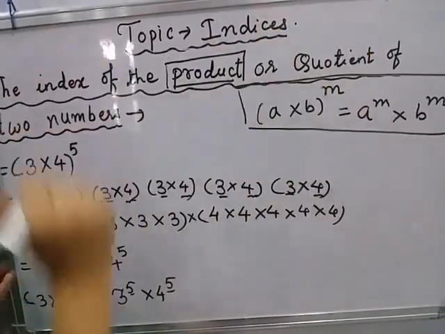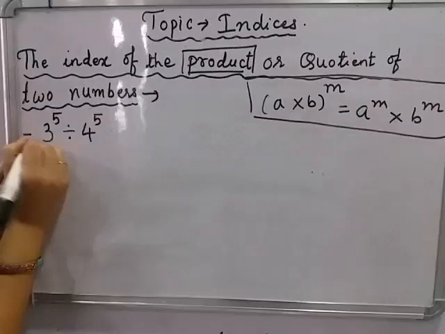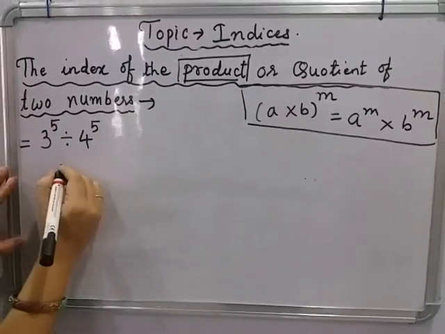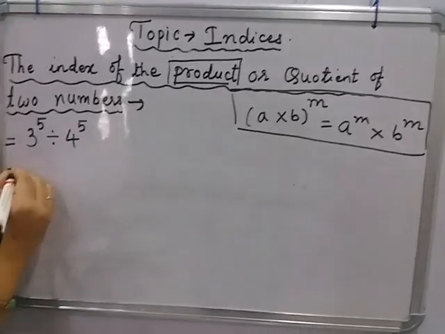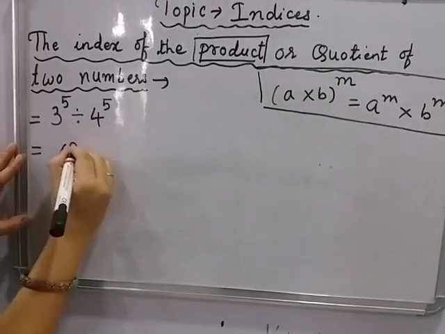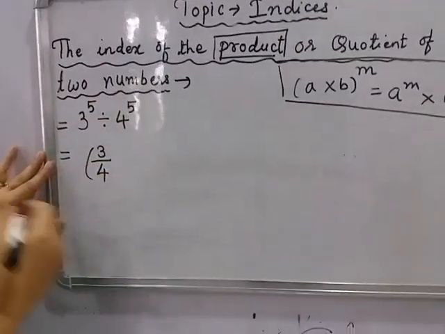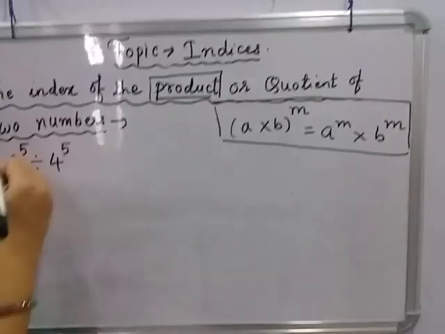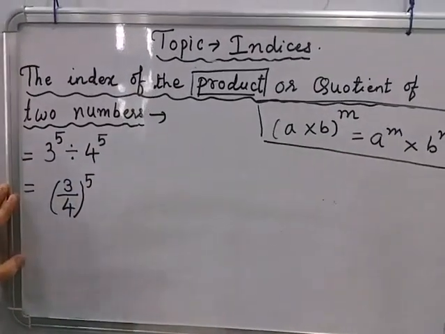Now we are going to see the quotient. Quotient means what? Division. So let's see that example. Basically, division means we are writing in which form? Fractional form. If you observe again, here the index is the same. So how will we write it now? These two different bases we will write in fractional form. 3 upon 4 we will get as one fraction. And the common index, what is the index? 5. So write that on top.